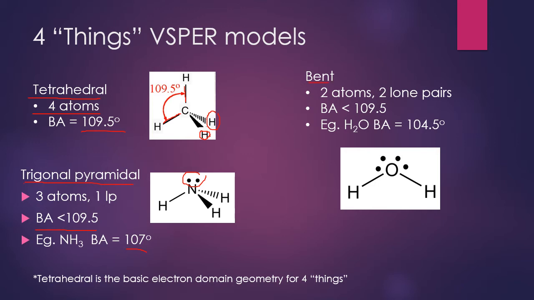The last shape is going to be bent. In a bent shape, we have taken 2 of the atoms and replaced them with lone pairs. In this example, we have water. Water is going to have 2 hydrogen atoms around it and 2 lone pairs. So it still has 4 total things, it's just that 2 of those things are lone pairs. This is going to make the bond angle even less than 109.5.